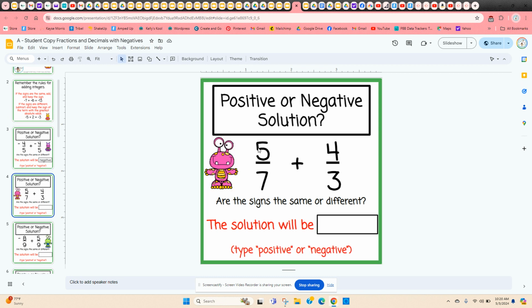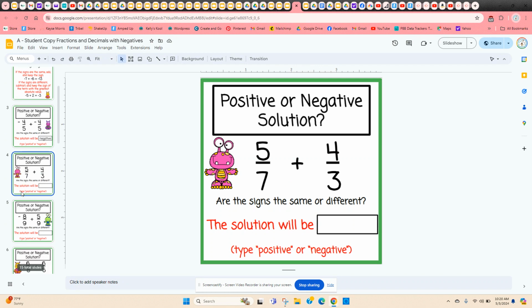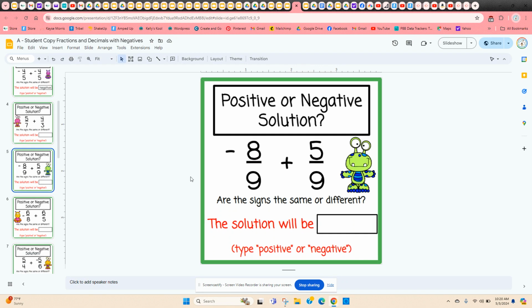Here they can see that if they're adding two positive fractions, the answer will be positive. So they type in positive. Now we have different signs. So that means they're going to subtract, take the sign of the one with the greatest absolute value. So here they have to recognize that 8 of something will be greater than 5 of something. So their answer is going to be negative.